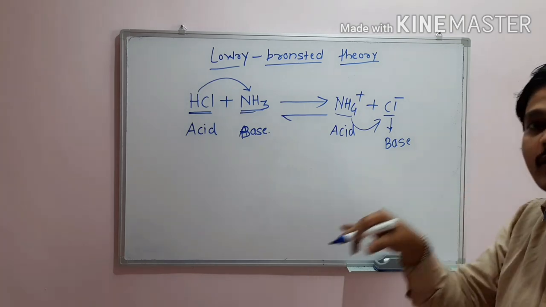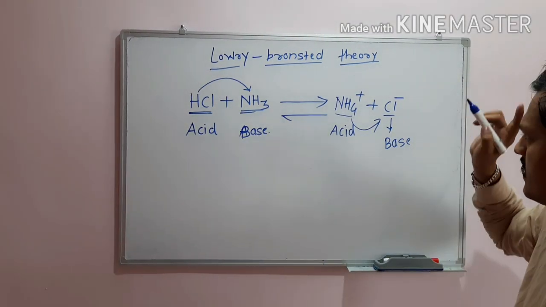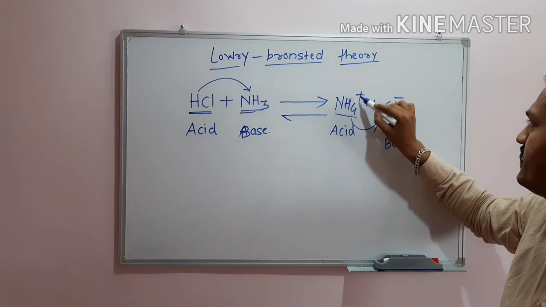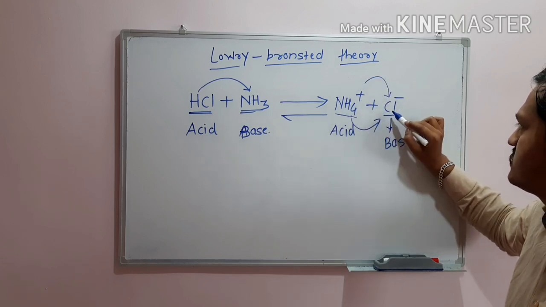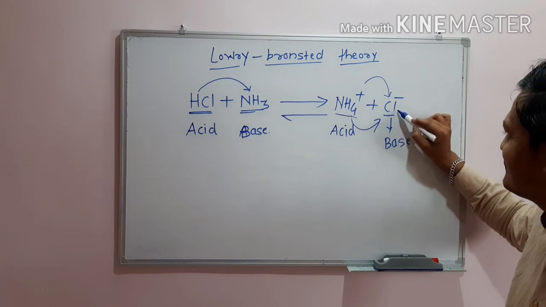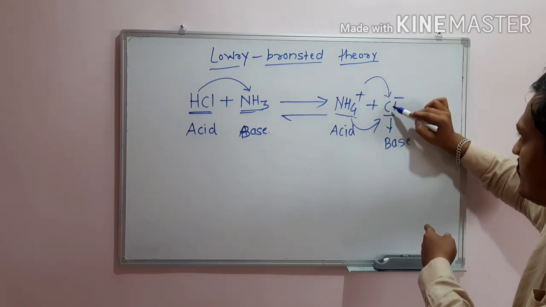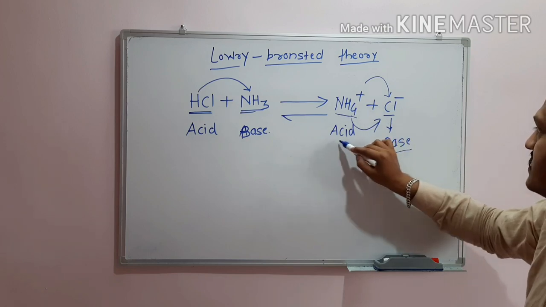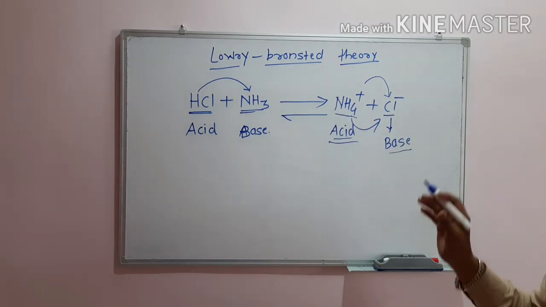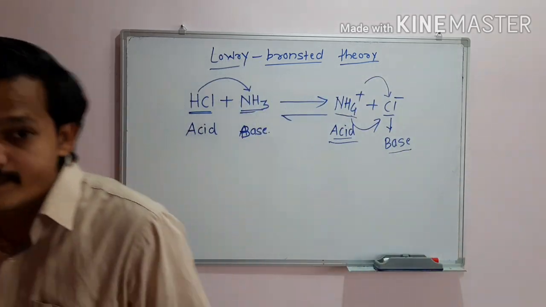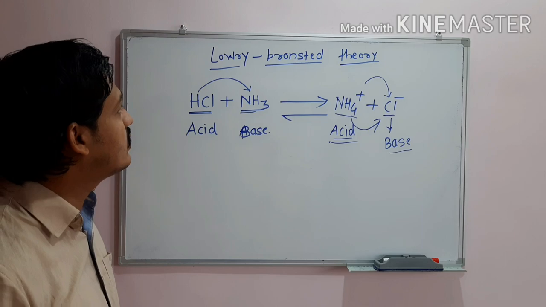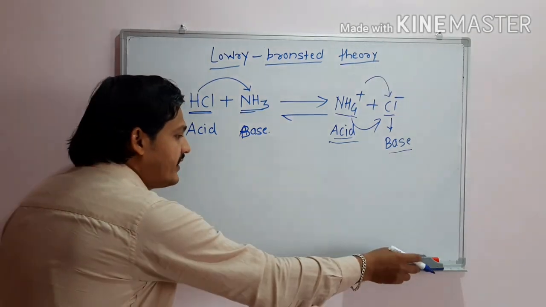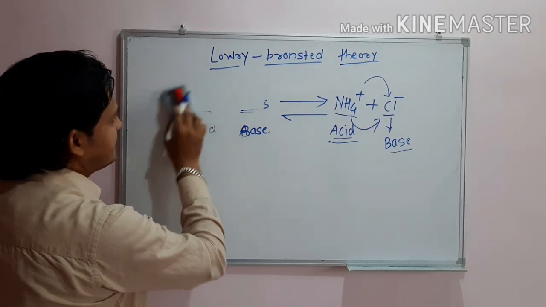In the backward reaction, NH4 plus gives H plus to the Cl minus ion. It forms HCl. So Cl minus accepts a proton from NH4 plus. So Cl minus is a base, and NH4 plus donates a proton to the Cl minus, so it acts as an acid. So this is the basic concept of acids and bases according to Lowry-Bronsted.